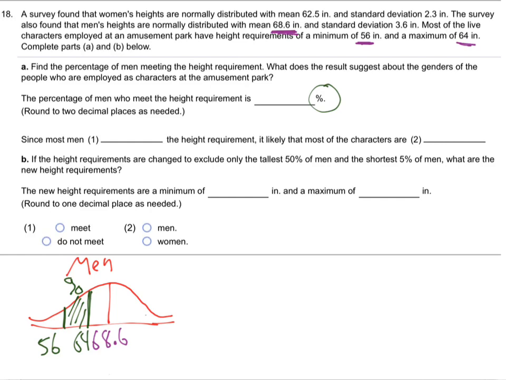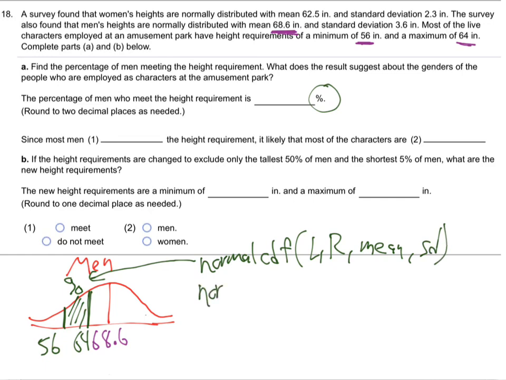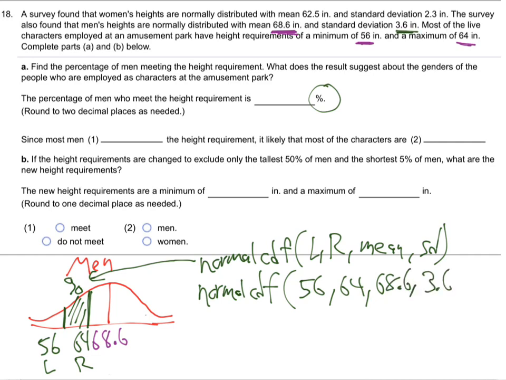So is it normal CDF or inverse norm? Normal CDF, because whenever we go up top, it's normal. Normal CDF, which is always left edge, right edge, mean, standard deviation. You can probably do this in your sleep now. So what's the left edge? It's the left edge, and that's the right edge of the chunk of shading. 56, 64. The mean for the men, 68.6, and the standard deviation for the men, there it is, 3.6. Hit the button. Somebody got it?